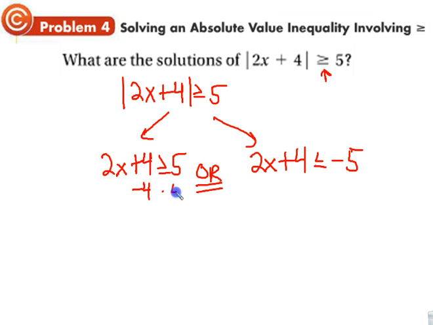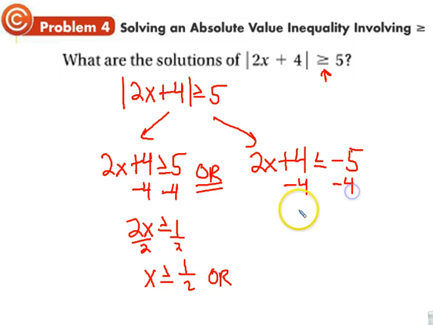Subtract 4 from both sides. 2x greater than or equal to 1, and then divide by 2. X is greater than or equal to 1/2. Or subtract 4, 2x is less than or equal to negative 9, divide both sides by 2, x is less than or equal to negative 4.5.